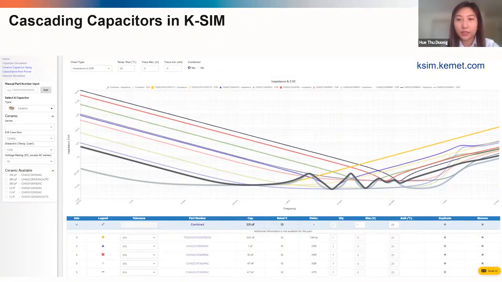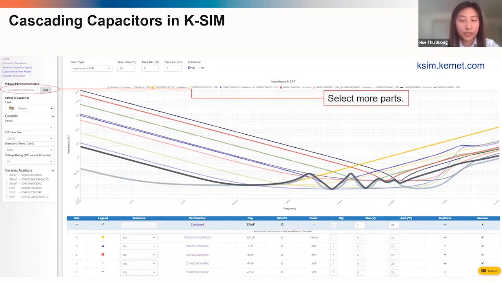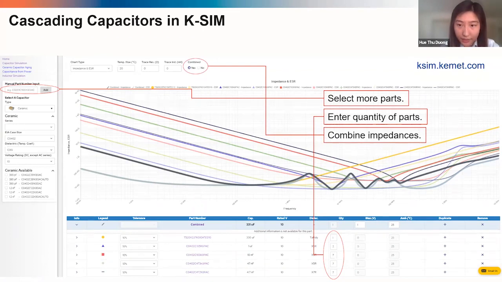So this example was done on KEMET's KSIM tool, which is a great resource available to simulate various curves such as impedance versus frequency, current versus voltage, temperature rise versus ripple current, and etc. You can choose the parts via the selection tool or input a specific part number if you have a part in mind already. You can also enter the quantity of the parts that you would want, and you also want to select to combine the impedances of every part that you've selected.